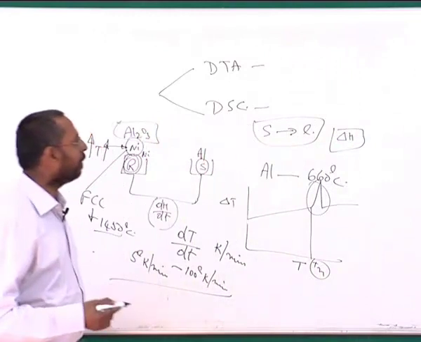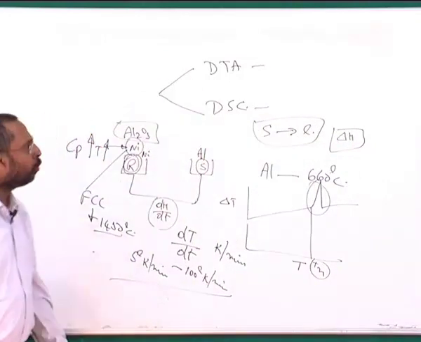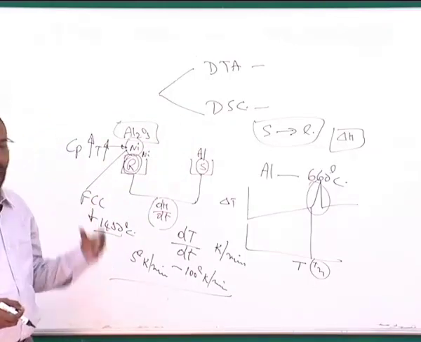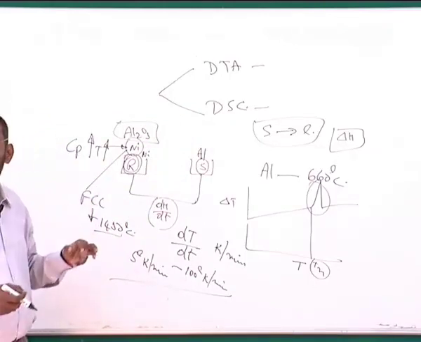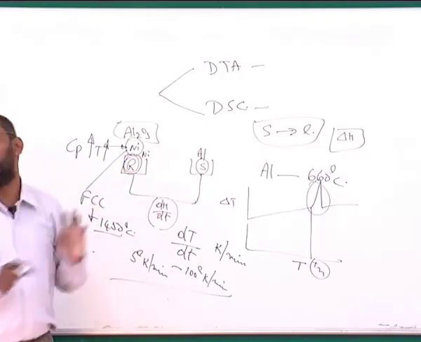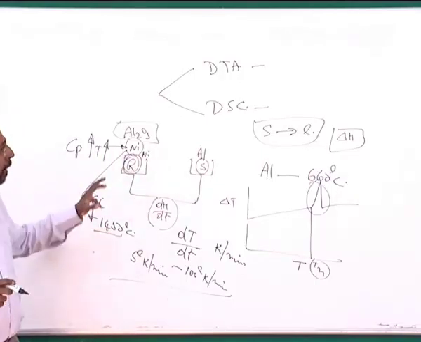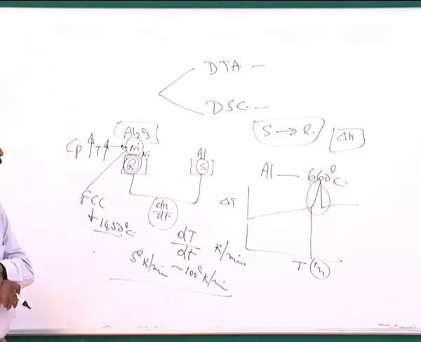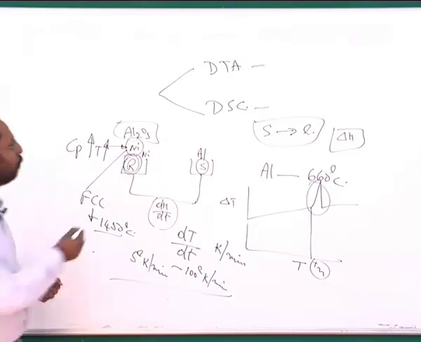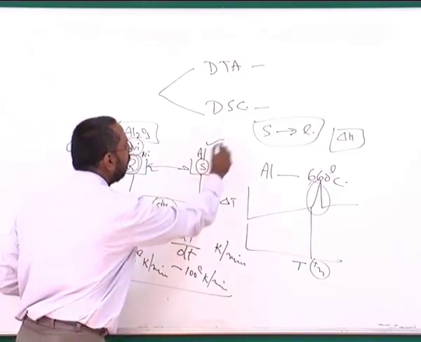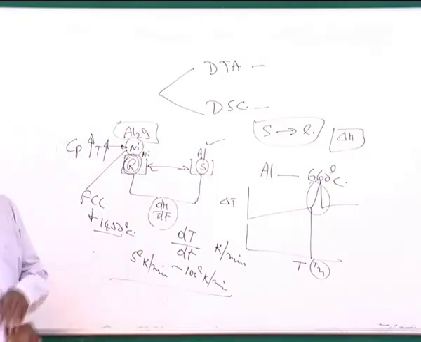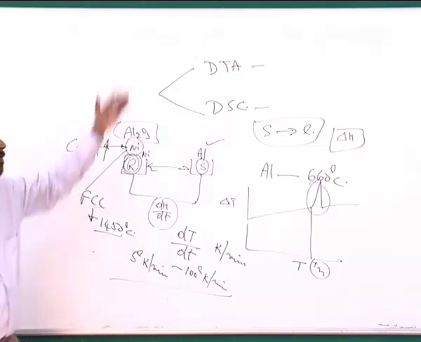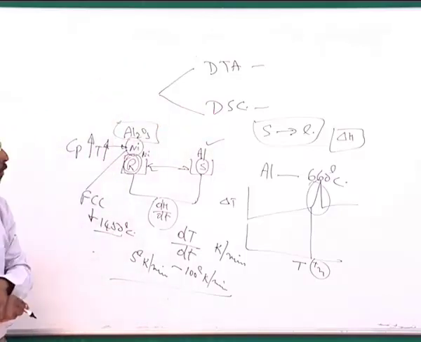So hence people have developed two tools where you don't measure the temperatures of a particular material directly, but you measure it in relation to something else. That will enhance the amplitude of the signal that can come out, because you are measuring the differences rather than the actual value coming from one sample. And these are what we call DTA and DSC, differential thermal analysis and differential scanning calorimetry.